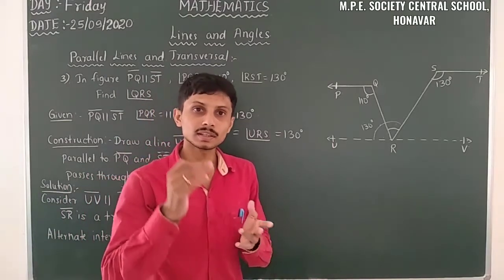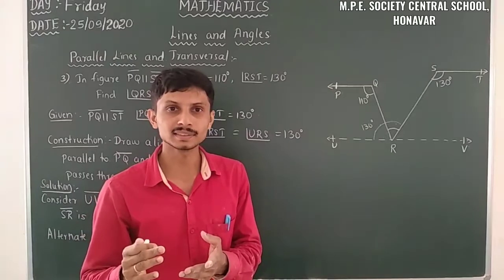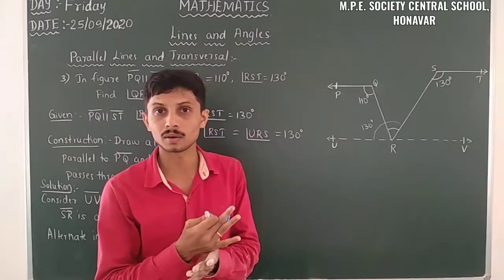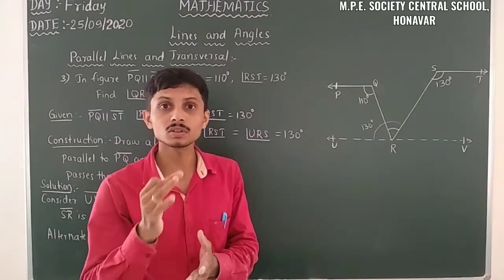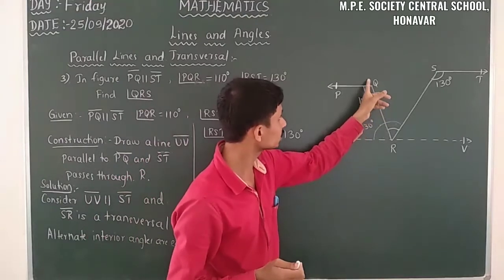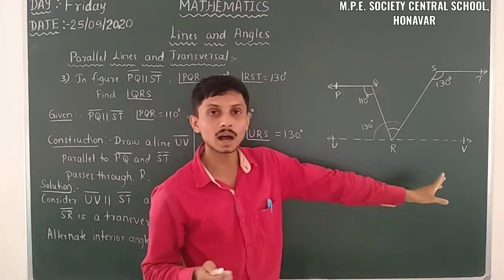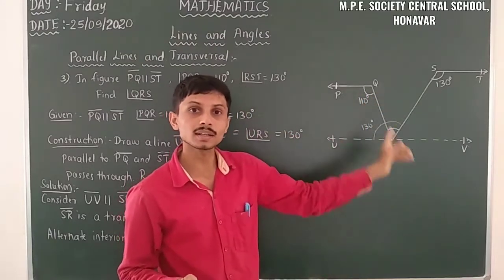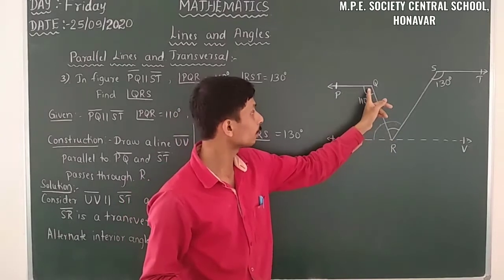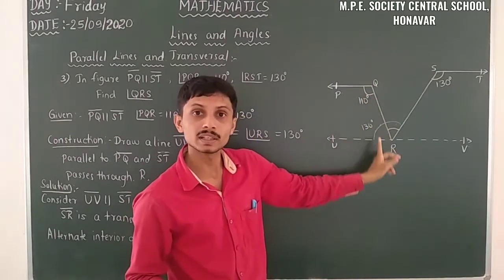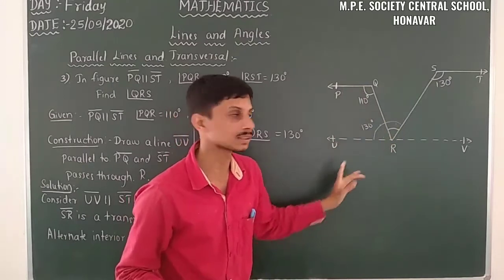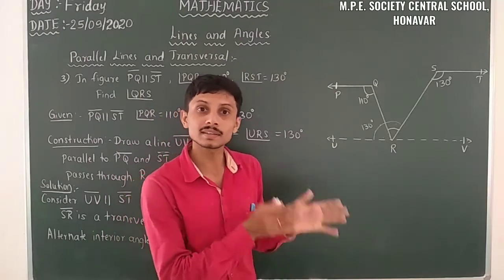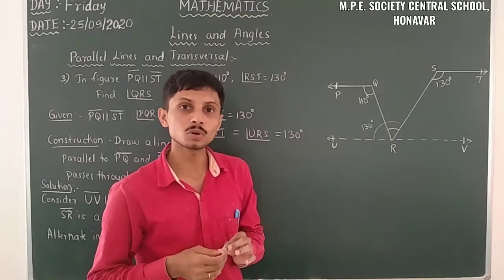When a transversal intersects two parallel lines at two different points, then the interior angles on one side of the transversal are supplementary. Just observe: when we take PQ and UV as parallel lines and QR as a transversal, the sum of the interior angles on one side of the transversal, this angle and this angle, is 180 degrees. That means that theorem is useful to us here.